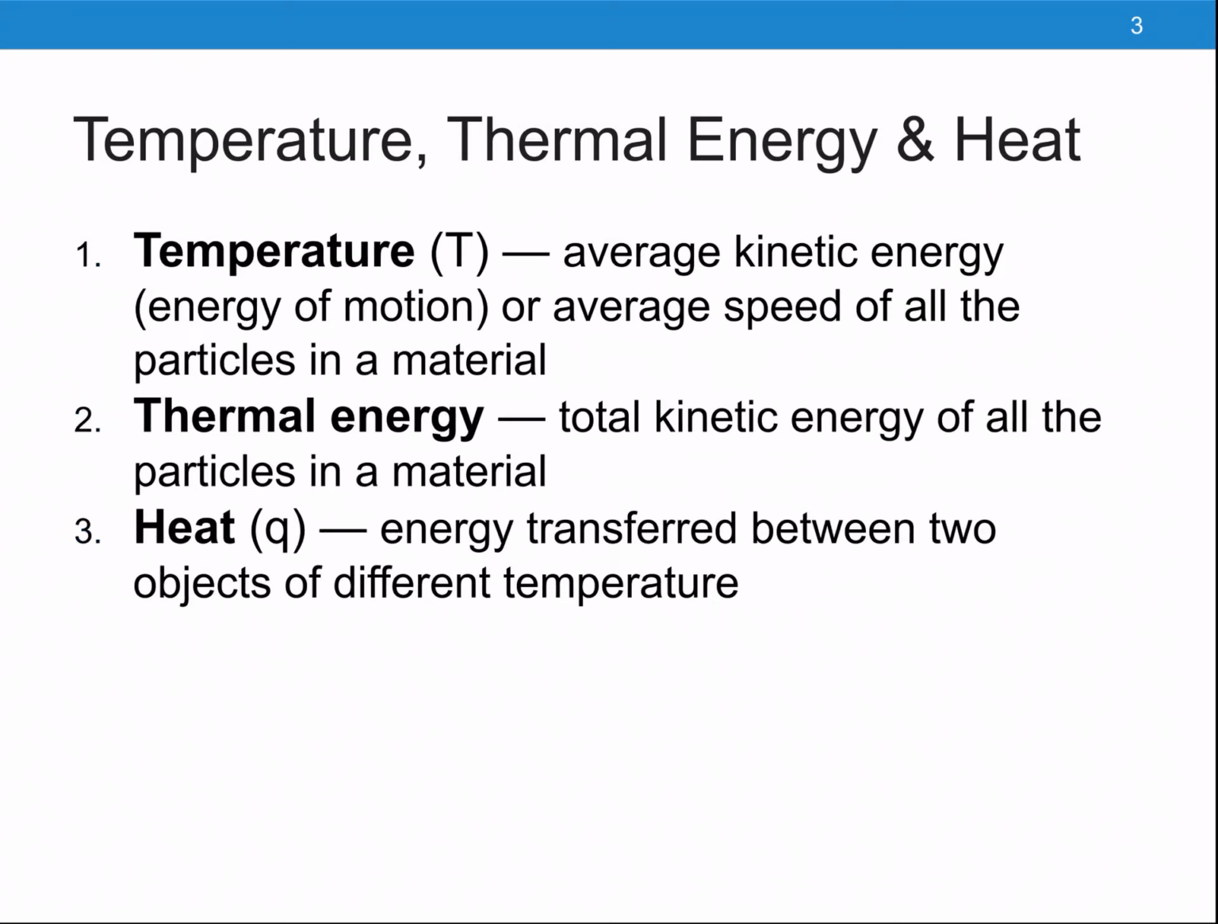First, temperature: average kinetic energy, or energy of motion, or average speed of all of the particles in a material. Thermal energy: total kinetic energy of all of the particles in the material. And heat is the energy transferred between two objects of different temperatures.